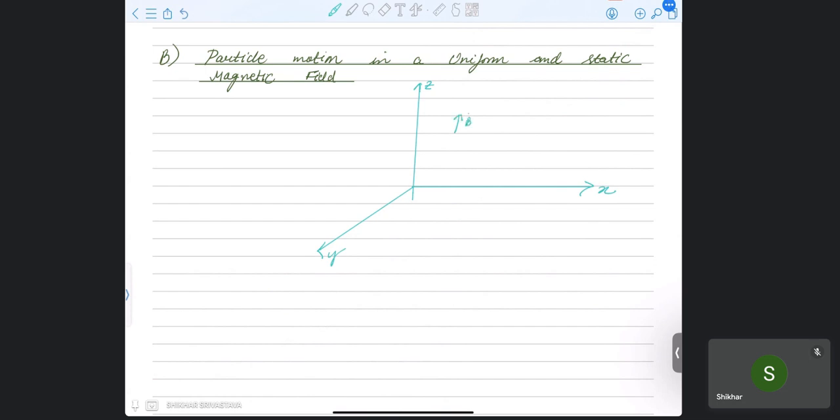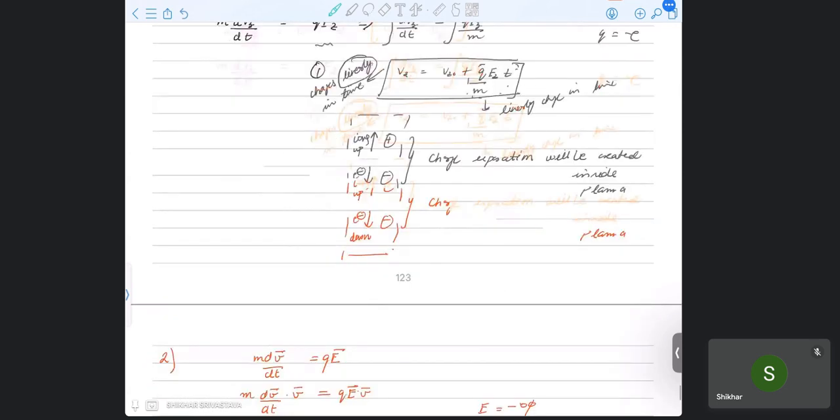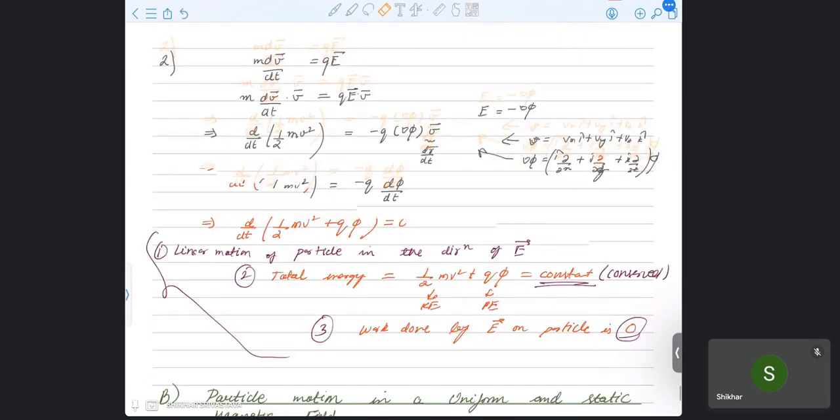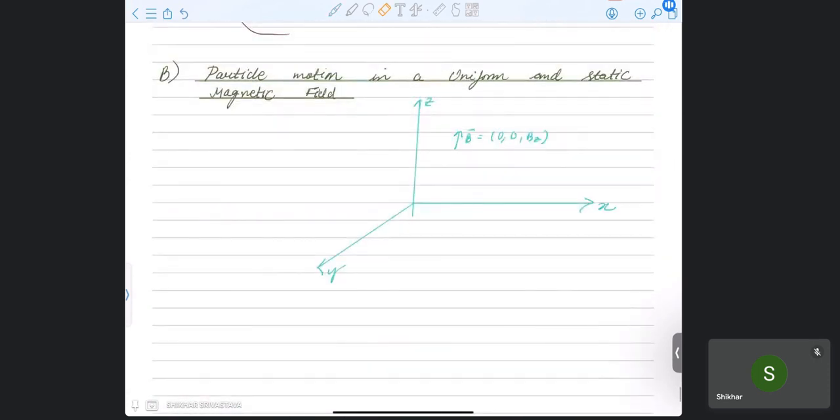So the magnetic field is what? Zero component in the x direction, zero component in the y direction, and in the z direction a Bz component. This is your magnetic field. There is no electric field, only a magnetic field present in some region. So here your electric field is 0, and since it is uniform, del B by del z will be 0. Since it is static in time, del B by del t will be 0.